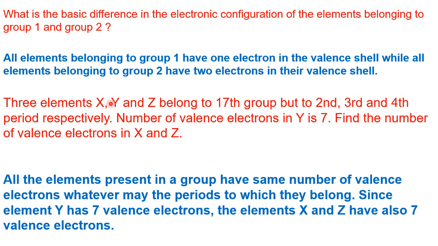See, here they belong to same group. Okay, let them belong to a different period. But when they belong to same group, they have the similar number of valence electrons in their shell. Because see, in a group we have similar valence electronic configuration and similar number of valence electrons. So because X, Y, Z belongs to same group and Y is given, in the case of Y, it is given that 7 valence electrons are there. Then naturally, X and Z also should have 7 electrons in their valence shell.